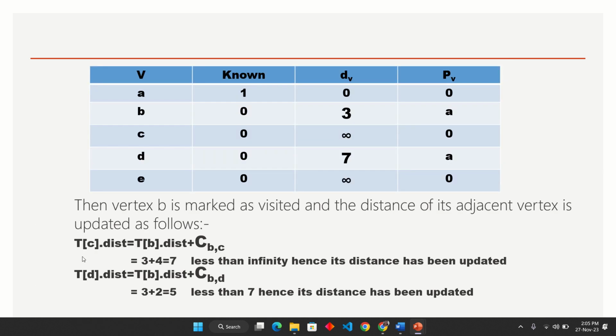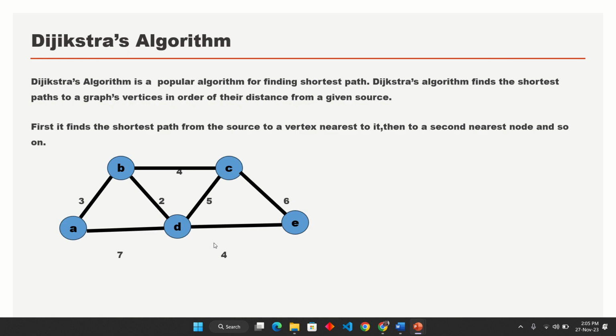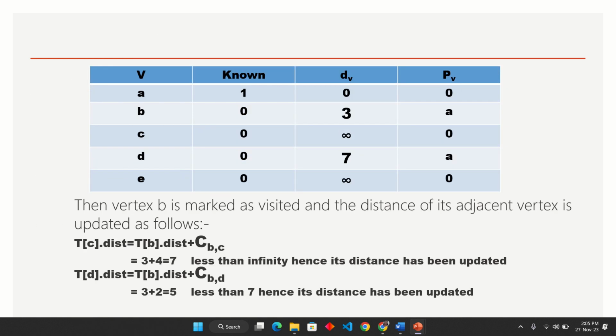So we need to update the vertex C and D by using the formula like this. dC.distance is equal to dB.distance plus the cost of B to C. The cost of edge B to C is 4. Okay. dB is 3, from the table. And the cost of BC is equal to 4. How is the cost of BC 4? It is given in the graph itself. Okay. So 3 plus 4 equal to 7, again, which is less than infinity. Hence, we need to update this one in the next table.